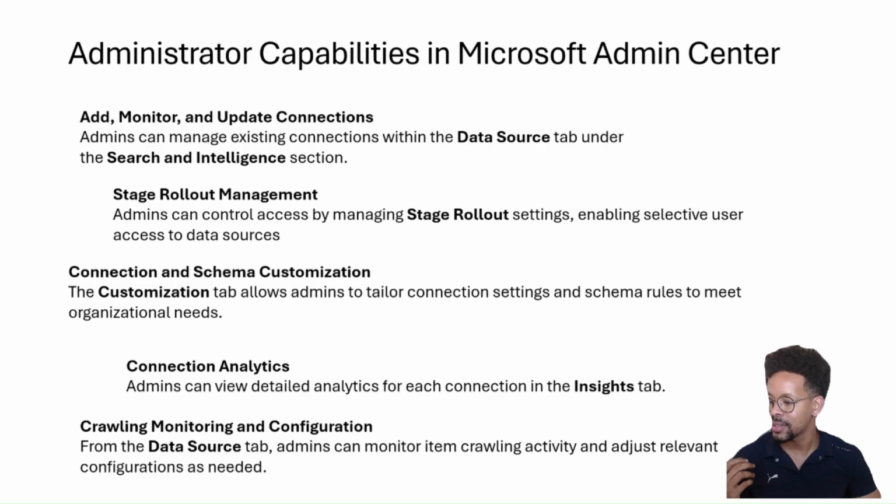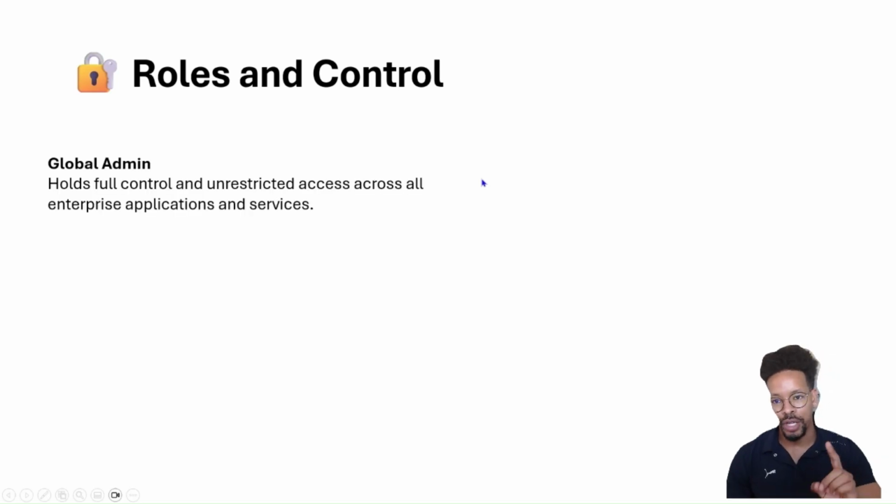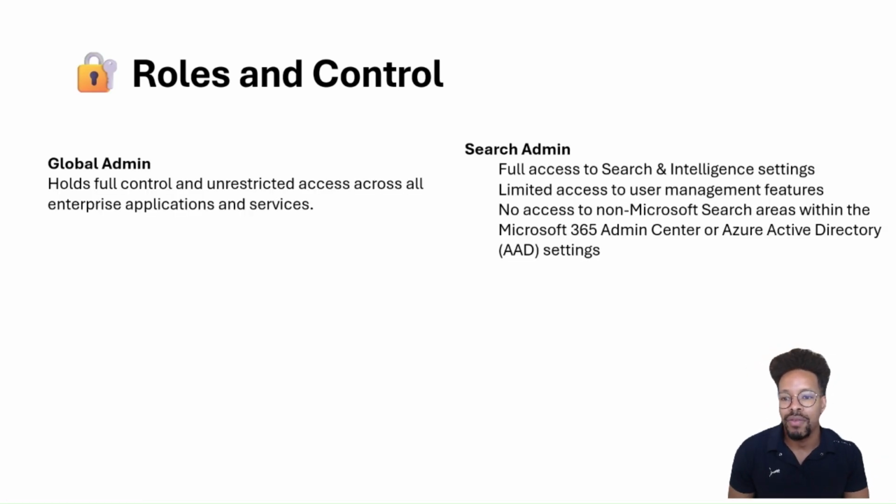So let's jump back to, let's see. Yeah, before we forget, roles and controls. We have these two roles. Global admin, I don't have to cover that because we know they have access to everything. And we have the search admin, who can fully access search and intelligence. So this search admin will be able to set up these Copilot connectors.